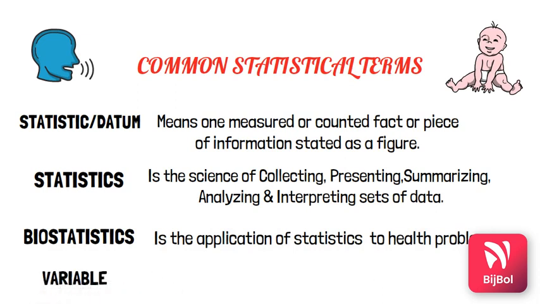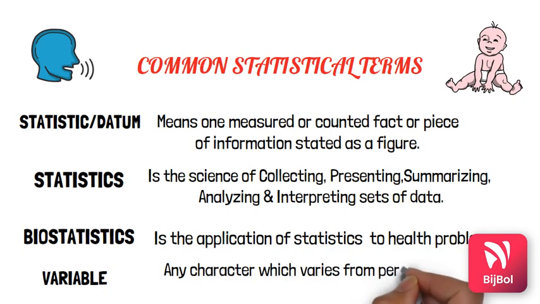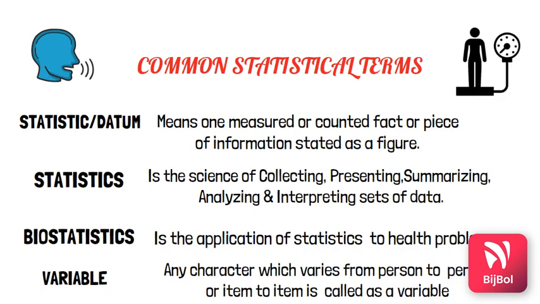What is variable? Variable is any character which varies from person to person or item to item. So that is why it is called a variable. Variable is something which varies from person to person. It can be any character or any item, then it is called variable. Now it can be the weight of a person, height of a person, gender of a person, etc.